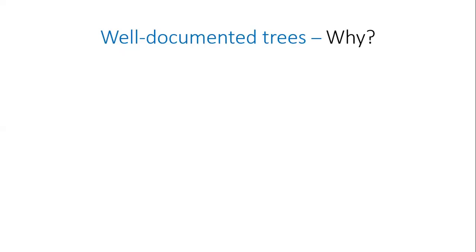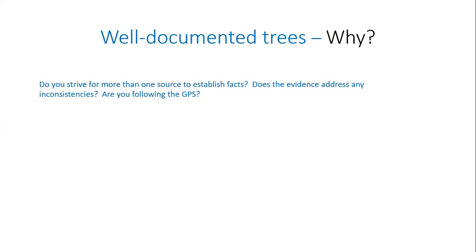Well-documented trees are a must. Why? Do you strive for more than one source to establish facts? Does the evidence address any inconsistencies? Are you following the GPS, genealogical proof standard? Why is this important? Because DNA is going to help verify the facts already established and help clear up inconsistencies.